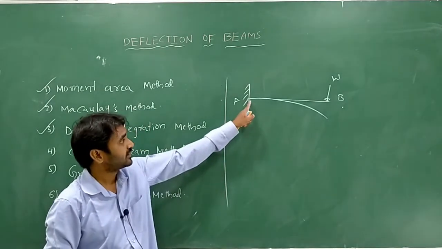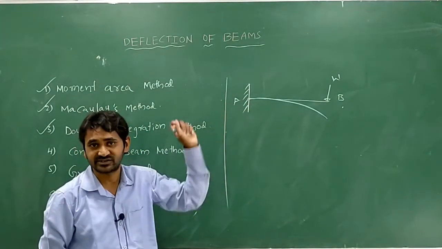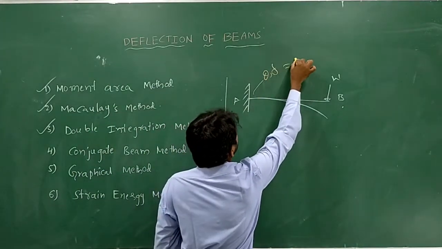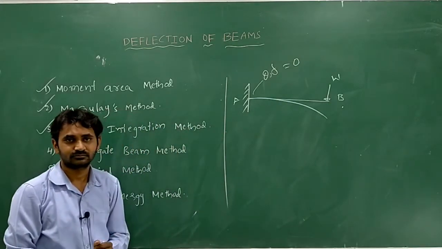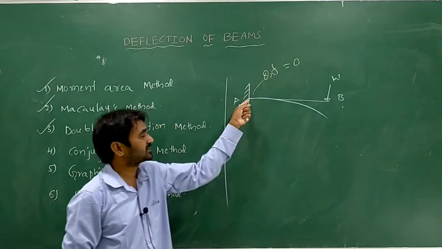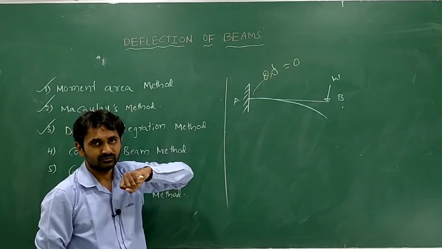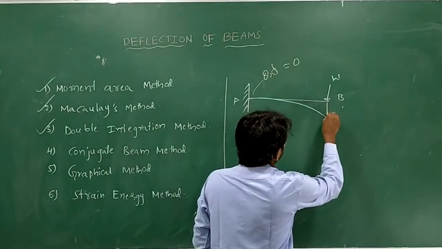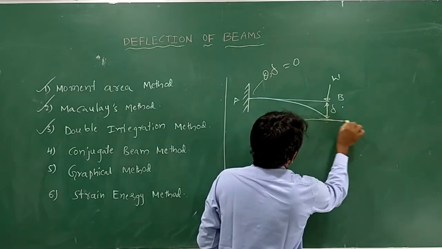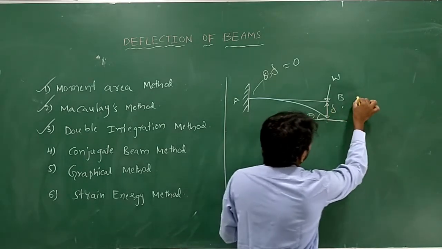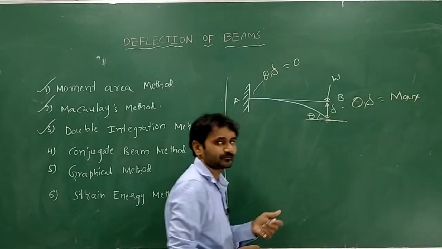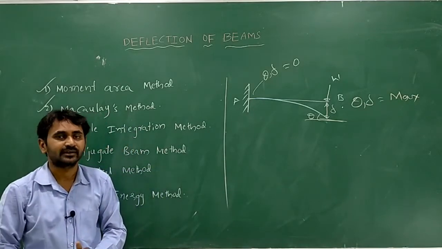At the fixed end, the slope as well as the deflection is 0 in the case of a cantilever beam. Here theta and deflection are equal to 0. Remember, please, slope and deflection here are 0, whereas coming to the free end, you will get deflection, you will get theta. So here theta and deflection are maximum. So the question is very clear and simple.